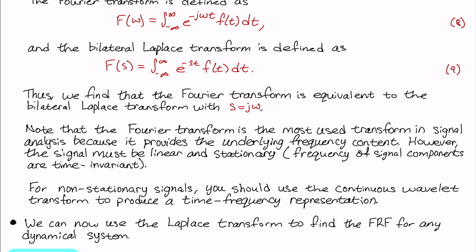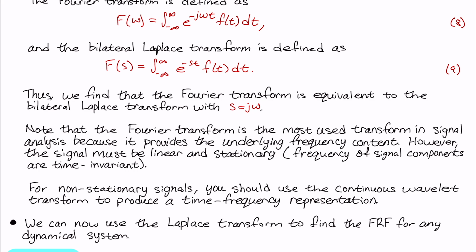All right, just for your knowledge, you should note that the Fourier transform is very frequently used in signal analysis, by far the most used transform, because it provides insight into the underlying frequency content captured by that signal. However, the signal must be linear and stationary. Stationary means that the components that make up the signal, their frequencies do not change in time.